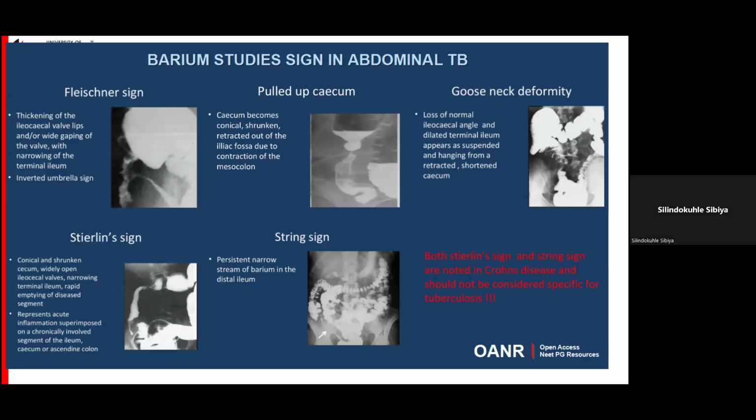The Stierlin sign and the string sign are both signs that are found in Crohn's disease and should not be present in TB. The Stierlin sign is a conical or shrunken cecum, with a widely opened ileocecal valve, narrowing of the terminal ileum, and rapid emptying of the diseased segment, and represents acute inflammation superimposed on a chronically involved segment of terminal ileum, while the string sign is a persistent narrow stream of barium in the distal ileum.